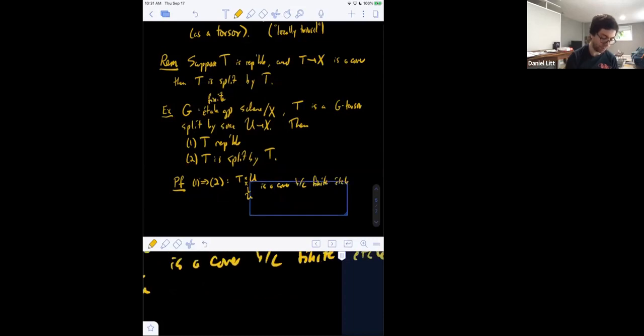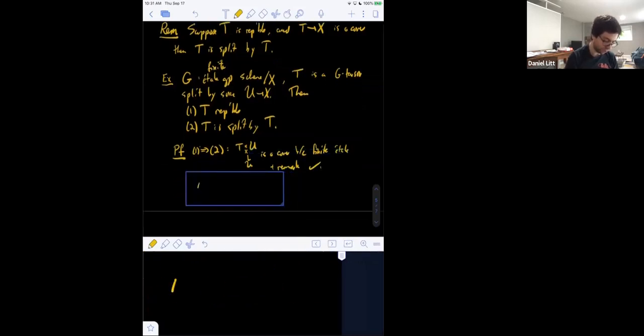So you can check that something is a cover after base change. You should check that this follows from the axioms of a site. And then this plus the remark above means we're done. Okay, so now we just need to prove 1. We need to prove T is representable.